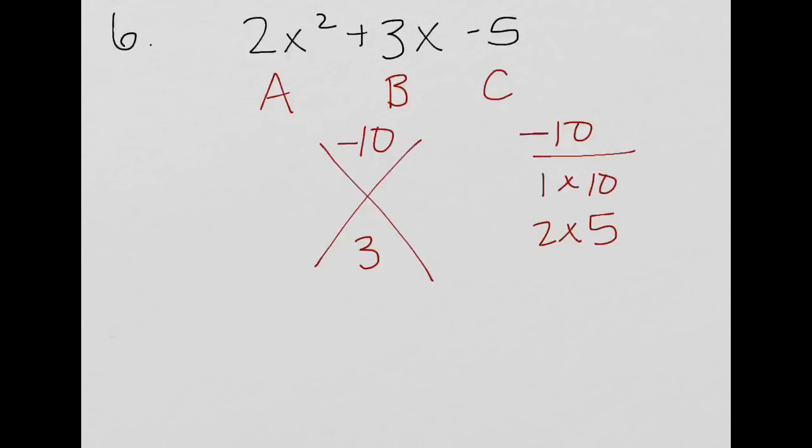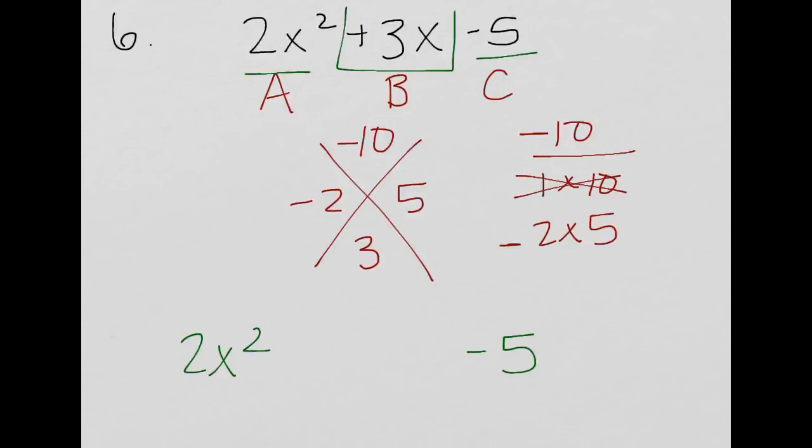But this is a negative 10, which means one of these has to be negative. And we're looking for a difference of 3. Well, I can't use 1 and 10 at all to get 3. But I can use 2 and 5. And if I want a positive 3, then that means my 2 is going to have to be negative, because negative 2 plus 5 gives me 3. So I will use a negative 2 and a positive 5. And so when I write this, I take the 2x squared and the negative 5. But instead of writing plus 3x, I'm going to write minus 2x plus 5x.